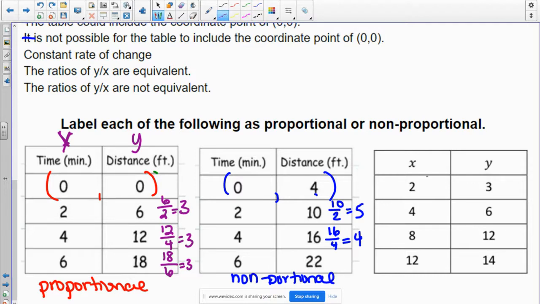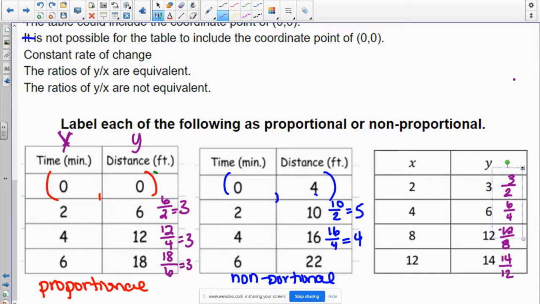And the last one, well, this one doesn't have x as 0, so I can't prove that it goes through 0, 0, or has the point 0 with some other value. Now, I could force it to become that, but we're just going to look at the ratio on this one, since I can't see that point. So the ratio of y over x would be 3 over 2. Y over x would be 6 over 4. Y over x would be 12 over 8, and then 14 over 12.